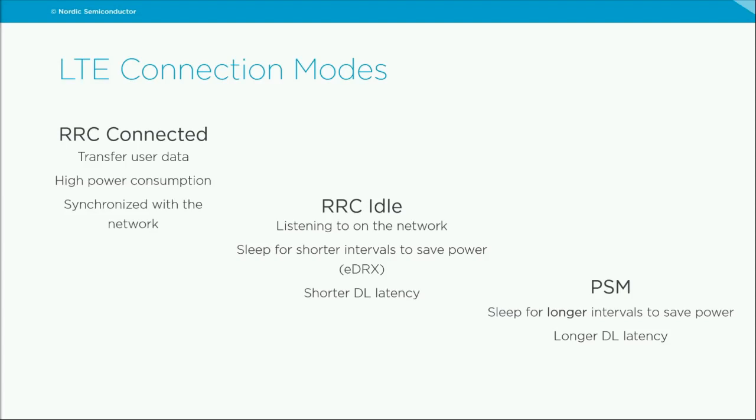So in this mode you have shorter downlink latency. Last but not least, we have this power saving mode. You can sleep for longer intervals to save even more power. So this means that the device will be unreachable for a network. However, you can wake up whenever you want. So you have a longer downlink latency here.